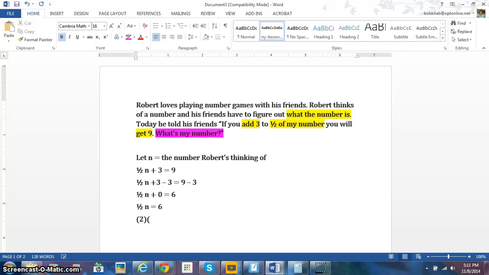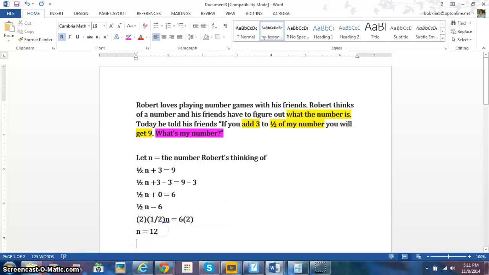So 2 times 1/2 n is going to give us 6 times 2. Because remember, we want to multiply both sides. 2 times 1/2 n gives us n. 6 times 2 is 12. So we know that n equals 12.